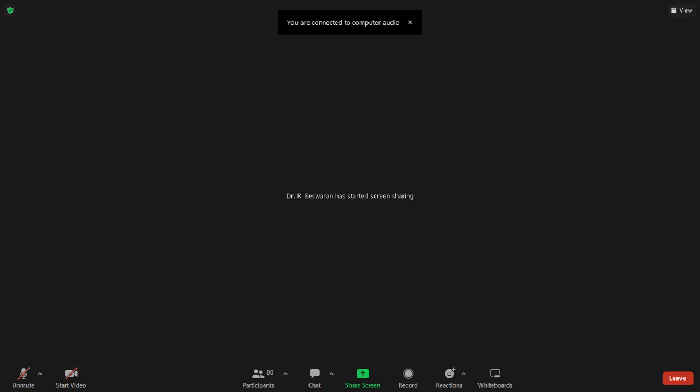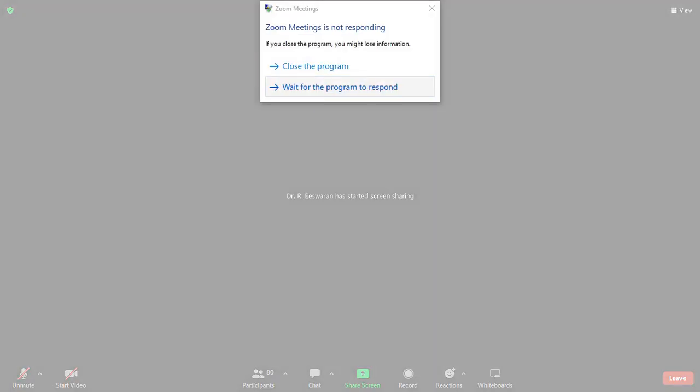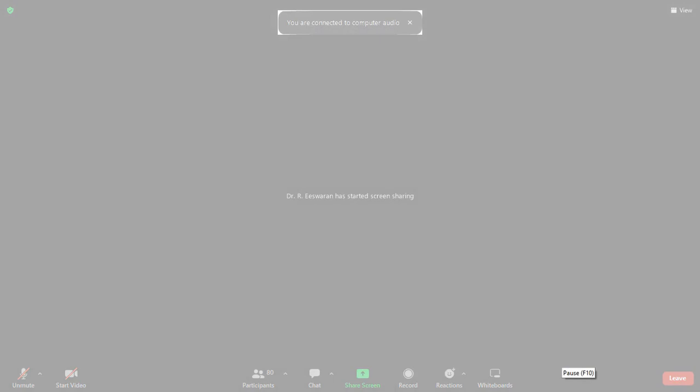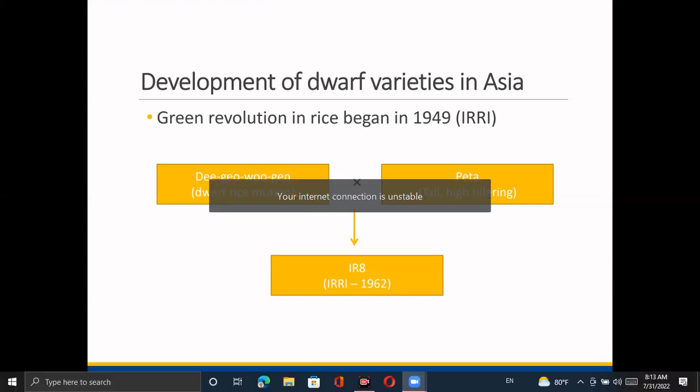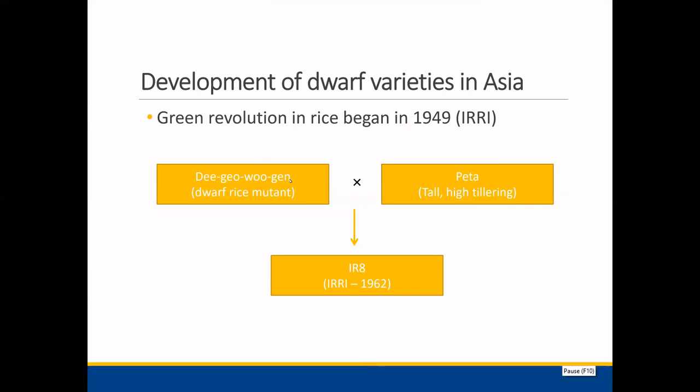This is one of the popular first improved varieties in Asia, IR8. In Tamil also they call it IR8, right? I am studying this one because it happened in other countries, but we used it. That's why I want to explain. It happened in Thailand and the Philippines, and then in Sri Lanka, right?